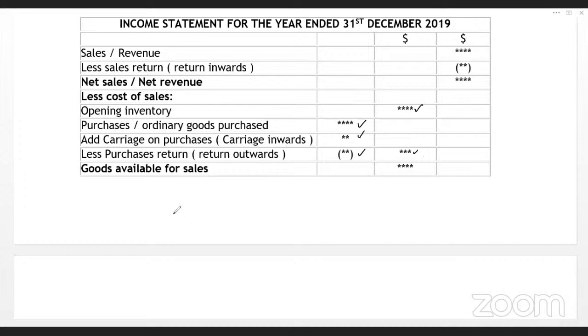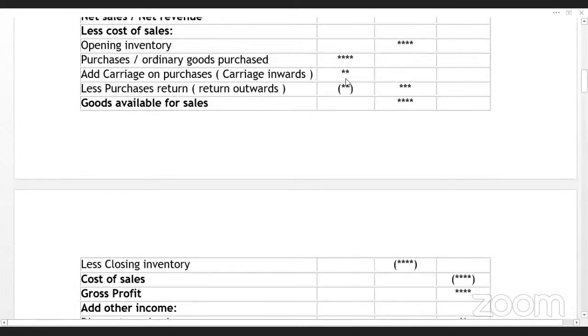After getting the goods available for sale, then you have to list what we call the closing inventory. Why? Because these goods are available for sale. This is the total value of all the goods that you have that are available for sale. But remember, at the end of the period, some of the goods may remain unsold. That is closing inventory. So that closing inventory will have to be deducted from the cost of the goods available for sale. Then we get the cost of sales figure for us to be able to arrive at the gross profit, as you can see.